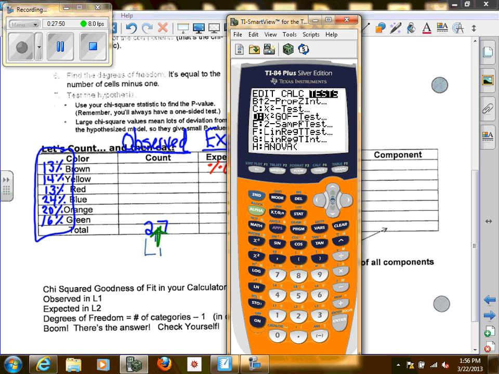Because chi-squared goodness of fit is different from the chi-squared test. So you have to do the goodness of fit. If you hit that number, then L1 is the observed, L2 is the expected, and degrees of freedom. And then you calculate, and those numbers should be the same thing that you calculated by hand.